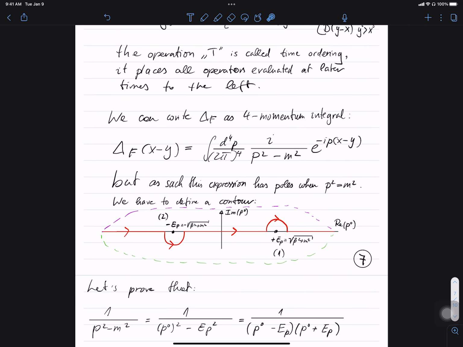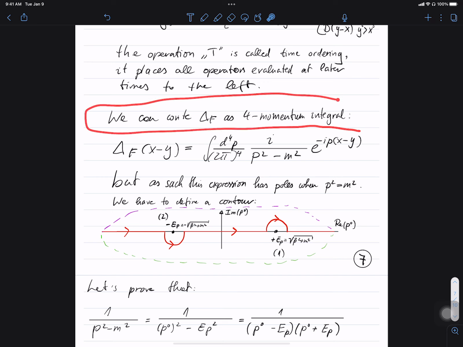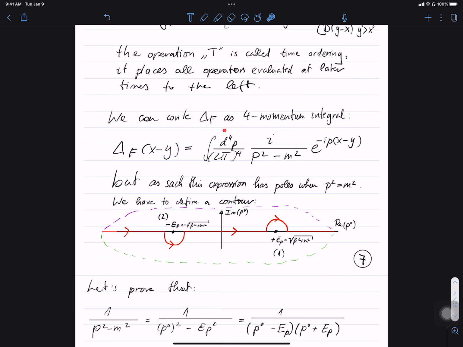We can write this Feynman propagator as a four-momentum integral, which is quite useful. For the first time, we have a fully, obviously Lorentz invariant measure. We integrate over the four-momenta d^4p. There's a 2 pi to the 4 in the denominator, this exponential function, e to the negative i p times x minus y, and here's i divided by p squared minus m squared, where p squared is the four-momentum squared. Note that it's not necessarily equal to m squared, because this is now a four-momentum dummy integral variable integrated over all values.